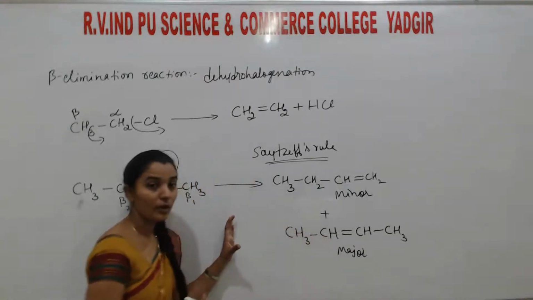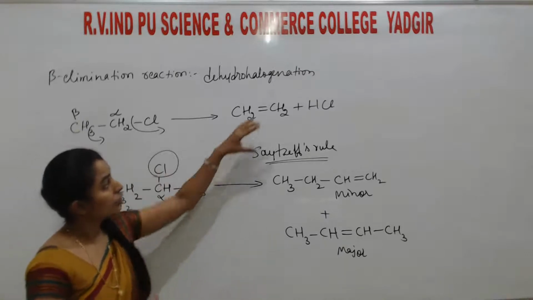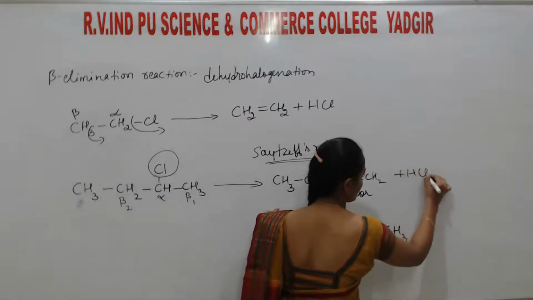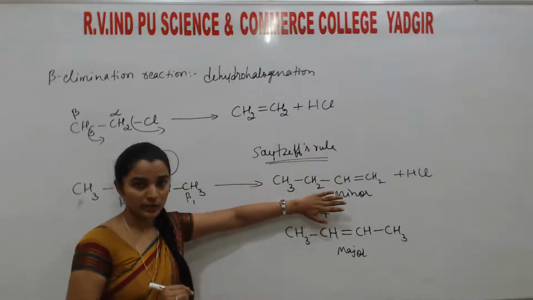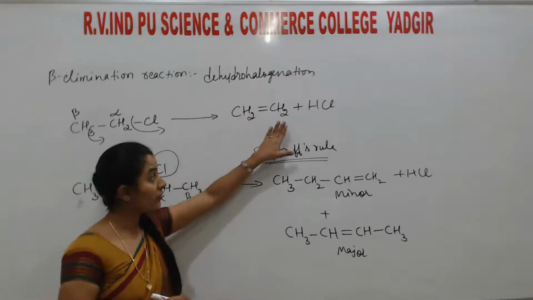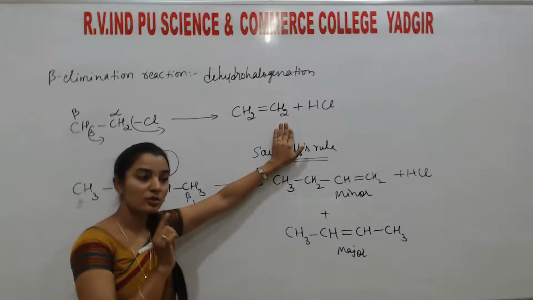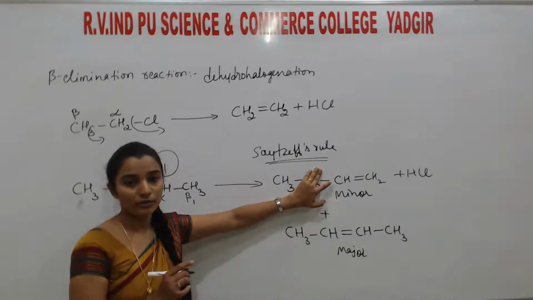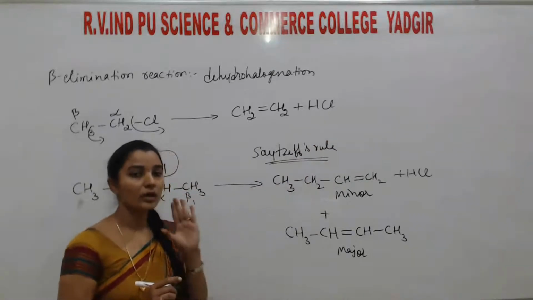Understood? So this is for beta elimination. If the reaction is reversed, that means going to the alkene, here assume, to the alkene, whether it is symmetrical or unsymmetrical, if HCl is added, then what happens? The reverse of Saytzeff's rule is the Markovnikov rule. That is also called the reverse of Saytzeff's rule. Also, there is the anti-Markovnikov rule. Are you getting? So the reverse of Saytzeff's rule is the Markovnikov rule.